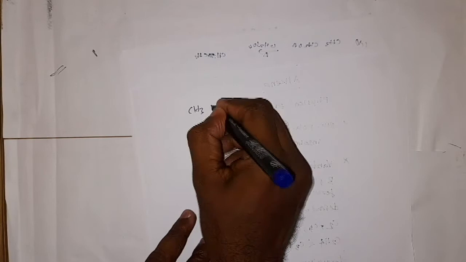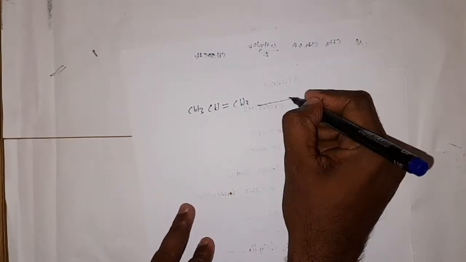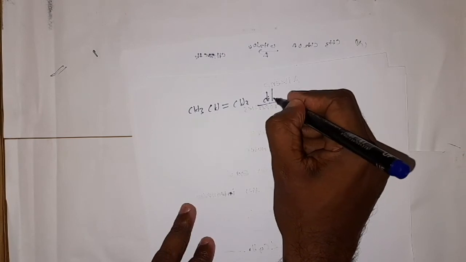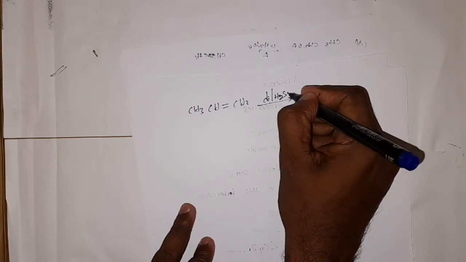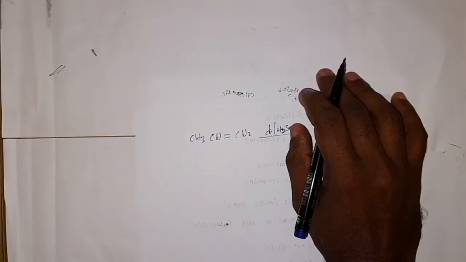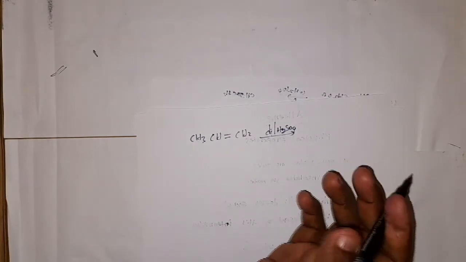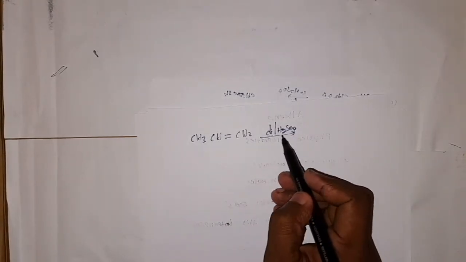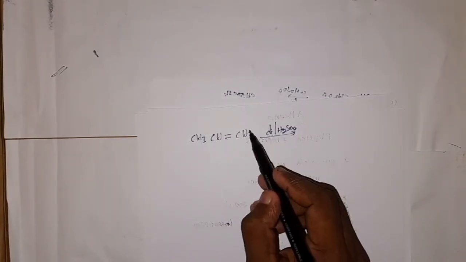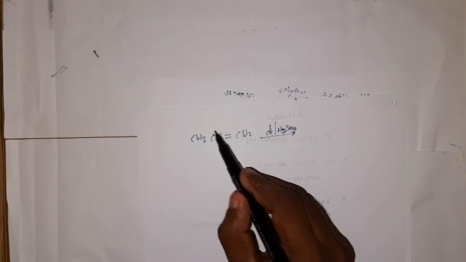Here, CH3 CH double bond CH2. If you want to add water molecules here, just use dil. H2SO4, and the final answer will follow the Markovnikov law. Here also, hydrogen will join to the side which has the higher number of hydrogens. Then hydrogen will join here and OH will come here.